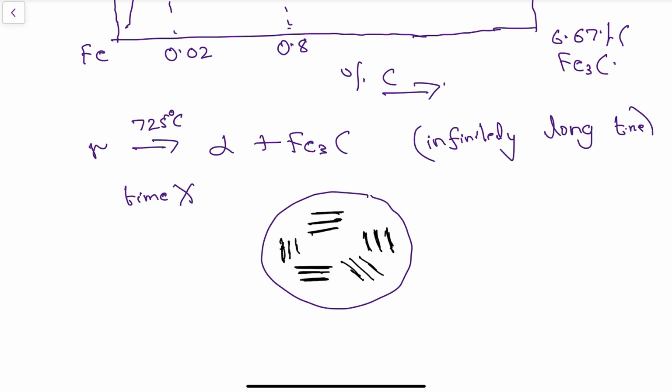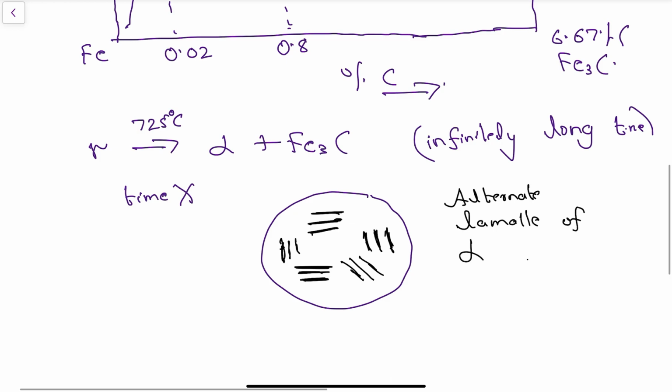This is the alternate lamellar structure of alpha and Fe3C. This is the difference.